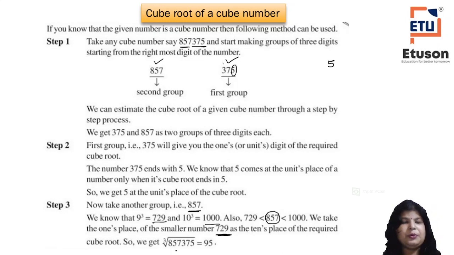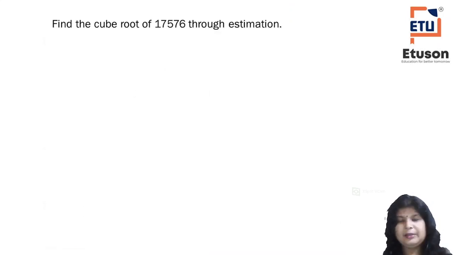So the cube root of the given number is equal to 95. Correct children? Hope you have understood. This will be clear if we take one more example.